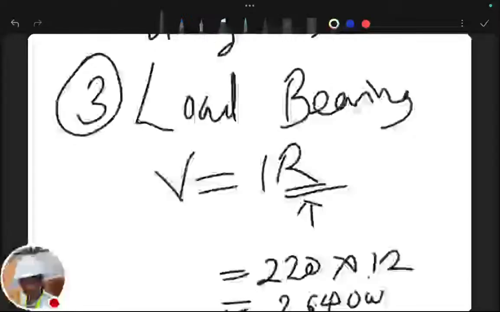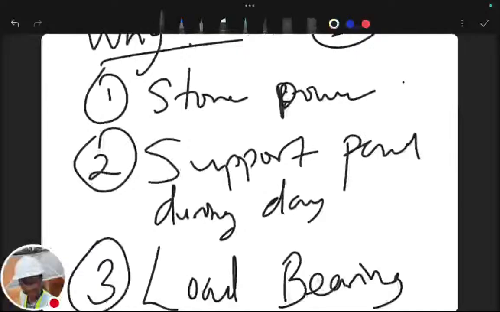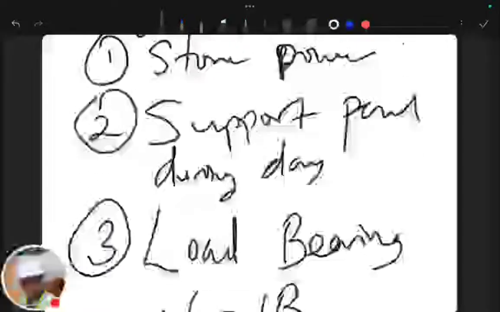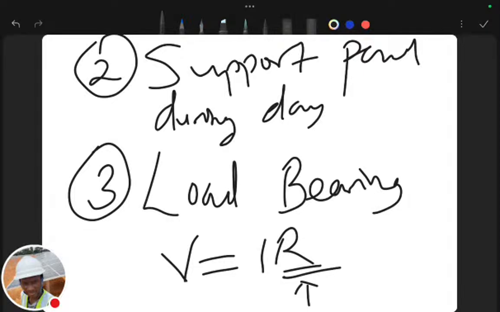You just see that if you connect a phone to it, it will work fine. But if you connect a fridge to that 800 watt, it will just shut down until you remove it. So the three reasons why we need batteries in a solar setup are: first, to store power; second, to support the panel; and third, for load bearing. Let's move on.